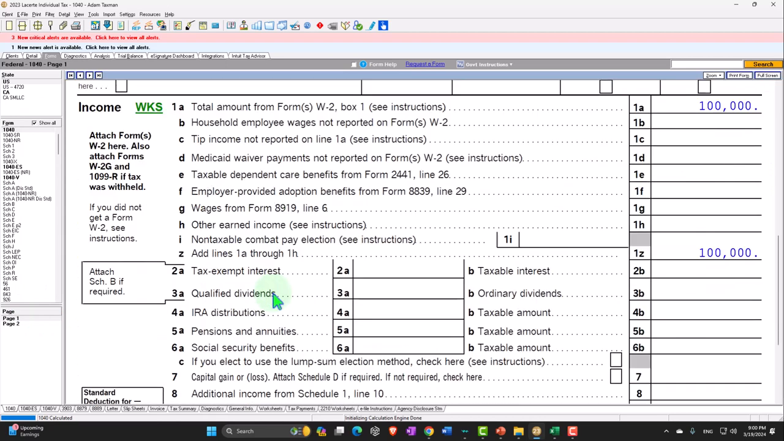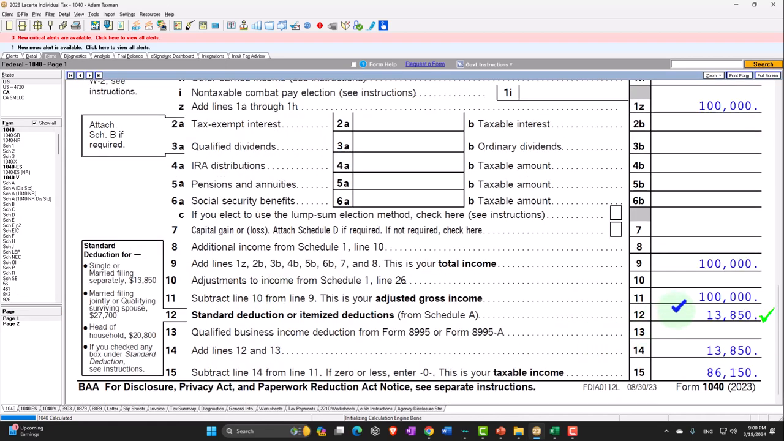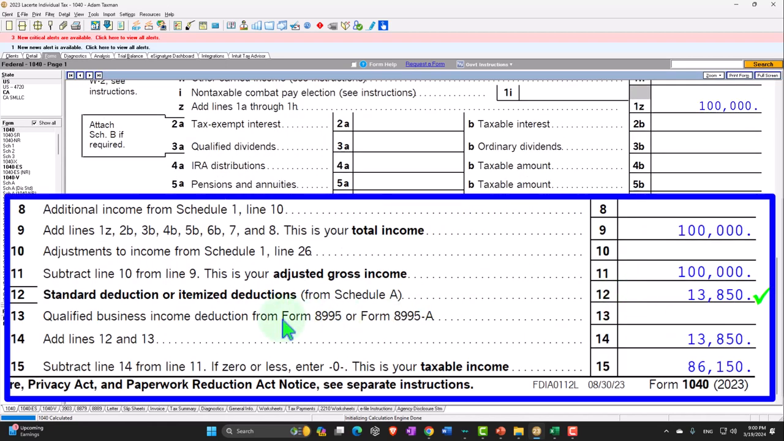This time, our focus is on line number 12, but not really on the standard deduction. We're focused more on the itemized deductions, which we can see are going to be coming from the Schedule A. However, the trick with the itemized deductions is that we would generally only take them if they come out to a deduction greater than the standard deduction.